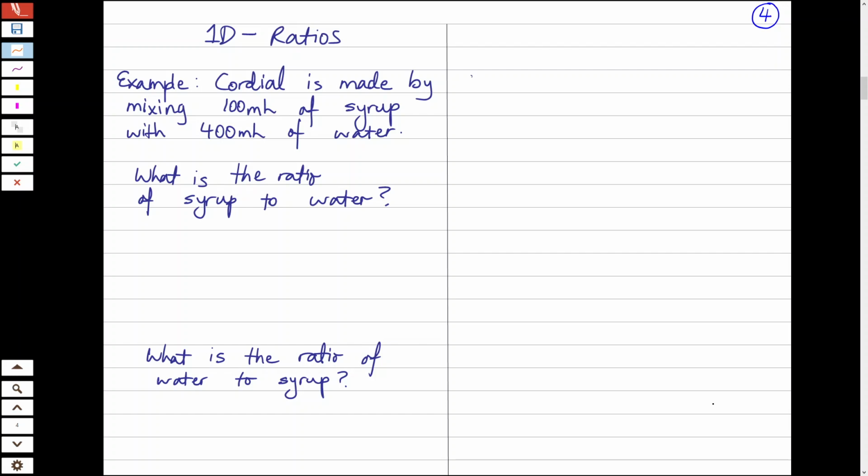Think of ratios as a way of sharing or comparing two groups or two sizes. So, let's start off with an example.